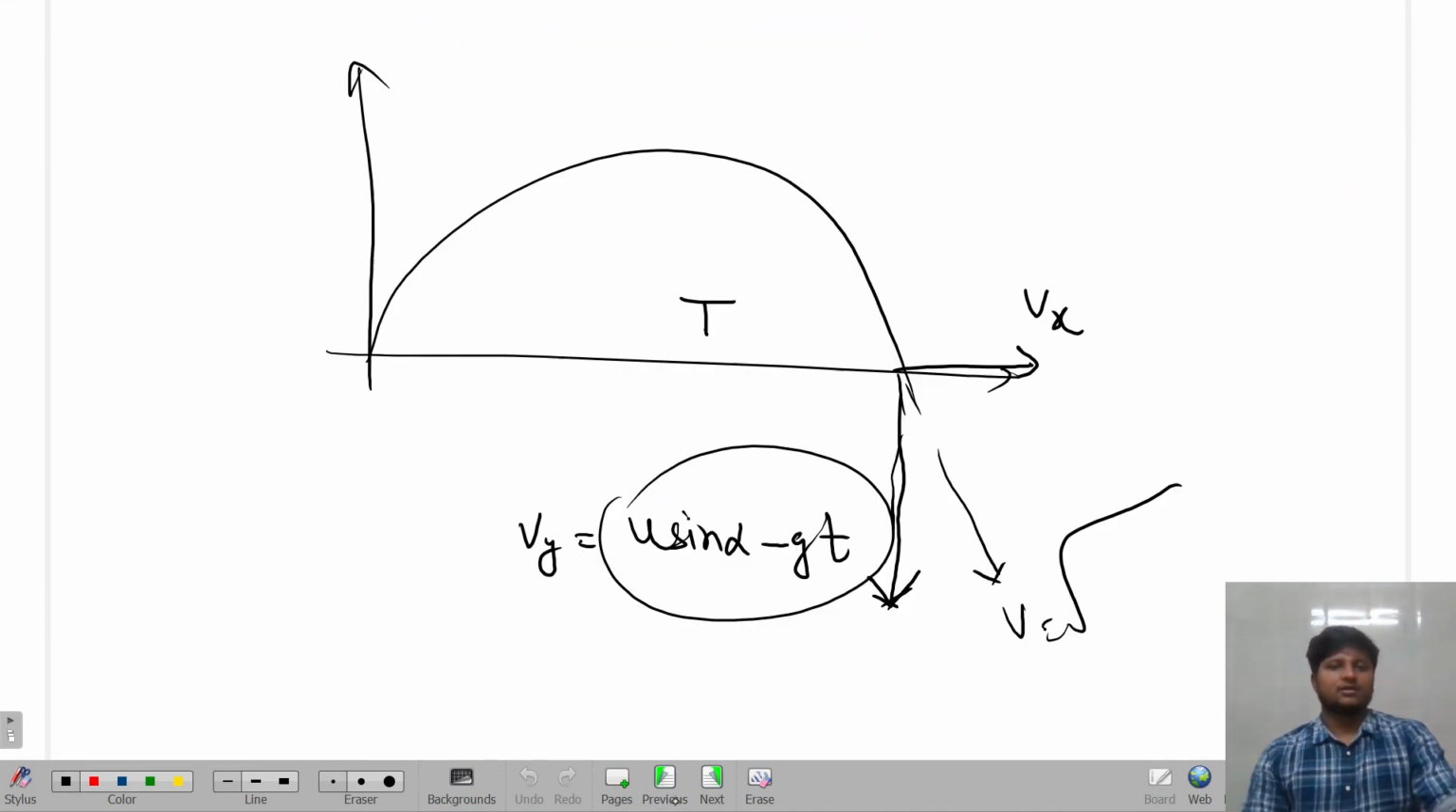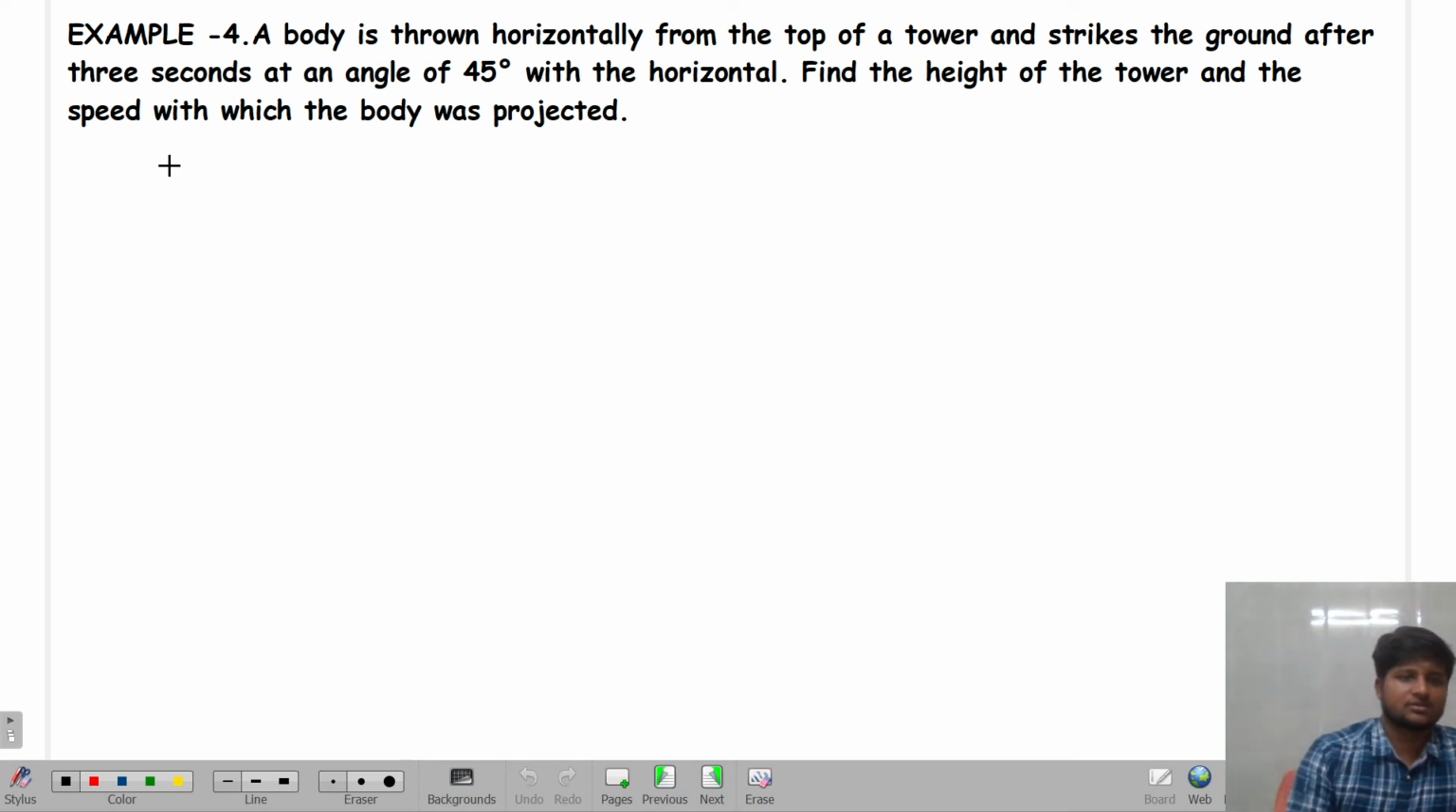Okay. Let us do this question. Last question. A body is thrown horizontally from the top of a tower and strikes the ground after 3 seconds at an angle of 45 degrees with the horizontal. Find the height of the tower and the speed with which the body was projected.